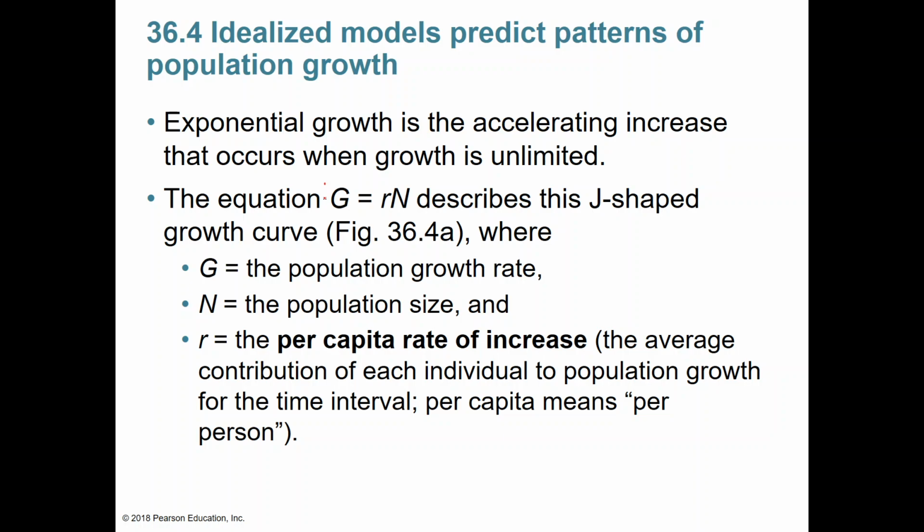So we're going to have this equation here: G equals R times N. G, meaning the growth rate, how fast a population grows, is equal to the initial size of the population times the rate of increase. So that is the contribution each individual has for the time interval. It's the per capita, which means per person, rate of increase. So how many offspring per person is that R number.